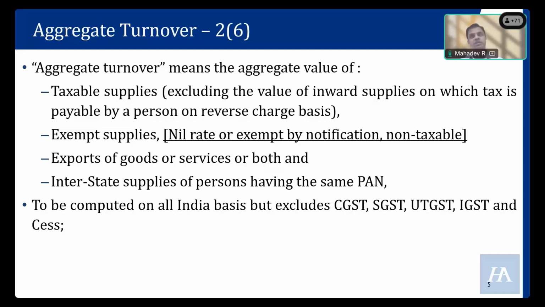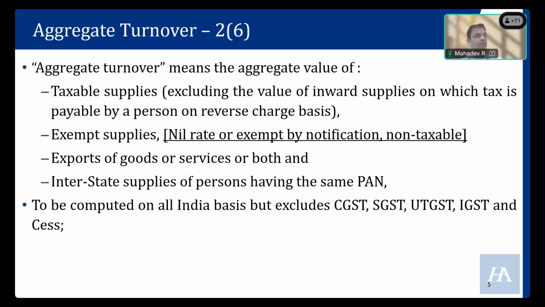Any interstate supplies to your own branches. Say you have a godown in Chennai and a manufacturing unit in Bangalore. Even the stock transfer needs to be considered for the purpose of this aggregate turnover, if you are paying GST on that. If you are not paying GST on the stock transfer, then you don't have to consider any value for this purpose. A very important point in this is that this has to be computed on an all-India basis.